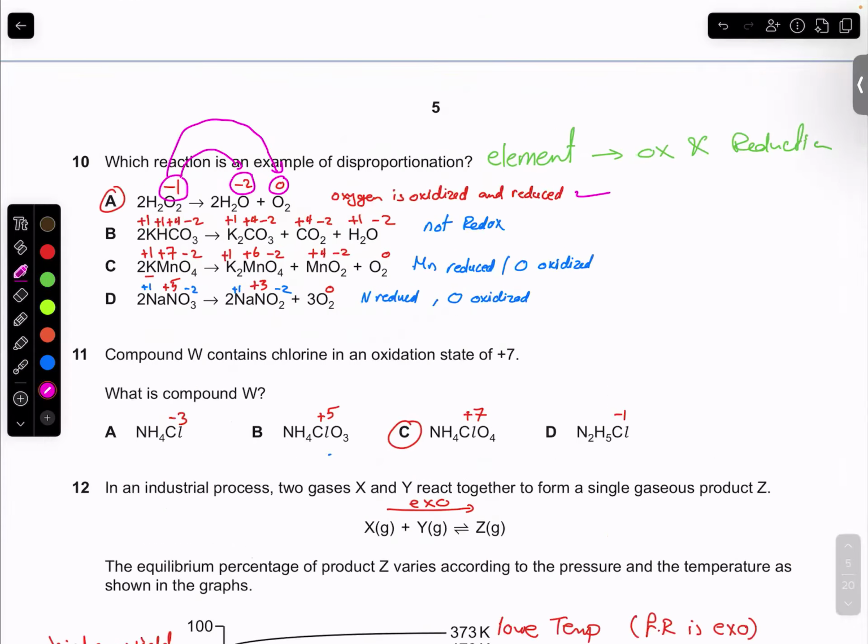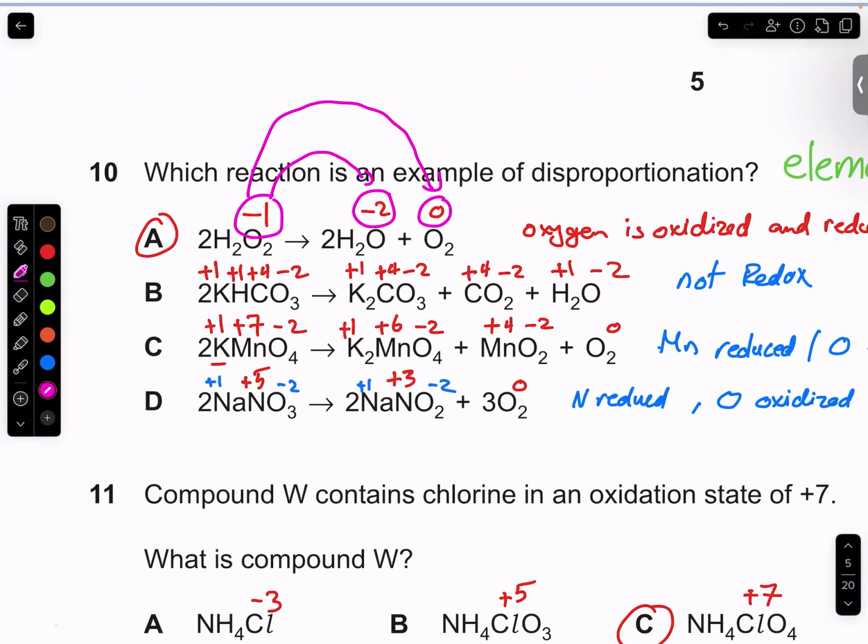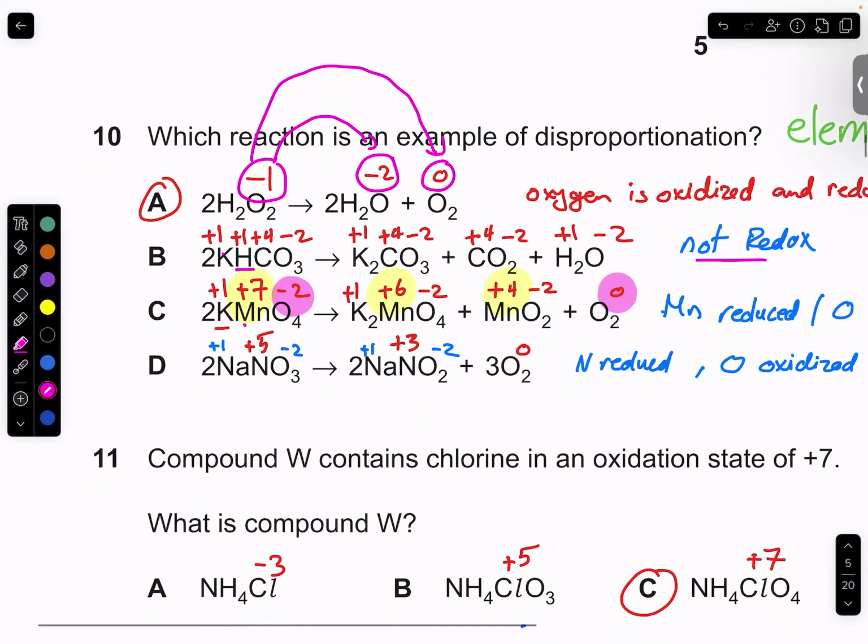But if you look at the rest of the compounds, here nothing happened because everything is the same. Here potassium +1, hydrogen +1, carbon +4, and oxygen -2, and the same in the product. So nothing happened. Here, you will find that Mn is +7. Here, Mn is +6 and +4. So Mn undergoes reduction. And here, oxygen was -2 and it becomes 0. So it undergoes oxidation. So it's not disproportionation.